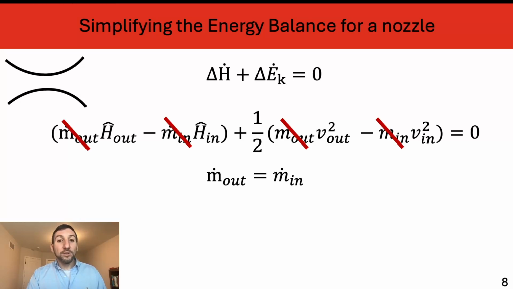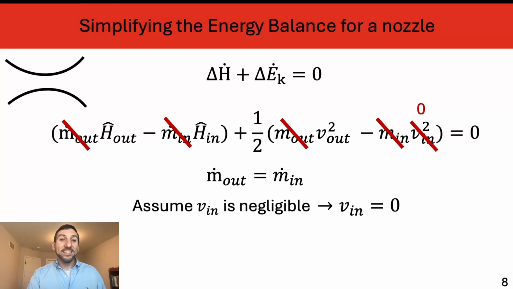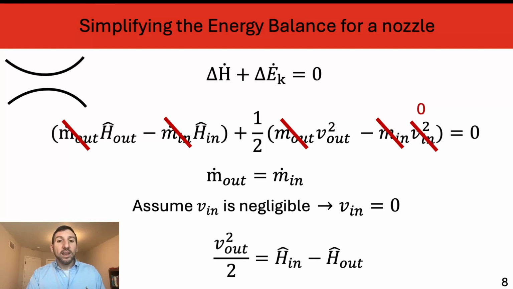Additionally, what I can do with my nozzle is we can also assume that the inlet velocity is negligible. So my V_in equals 0, and that gets rid of my inlet kinetic energy term. And now, if we simplify everything down, that leaves me with my outlet velocity squared over 2 is equal to my specific enthalpy in minus my specific enthalpy out. So, new simplification, pretty exciting.